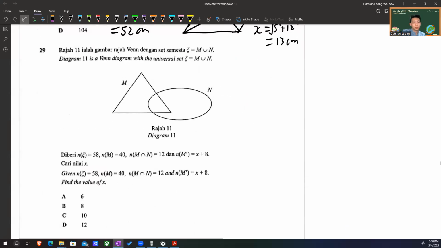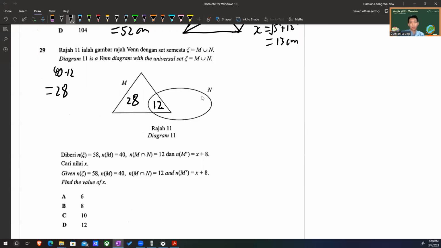Question 29. Sets. I have sets M and N, and the universal set has 58 in total. The number of elements for set M is 40. The number of elements for the intersect is 12. So I can put the intersect first, 12. Whole set M is 40, and here there's already 12, so 40 minus 12 is 28.